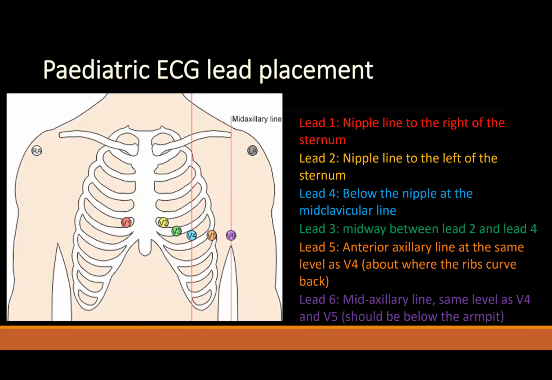For pediatric ECG lead placement, lead 1 we put at the nipple line to the right of the sternum, lead 2 at the nipple line to the left of the sternum, and then lead 4 below the nipple at the mid-clavicular line, lead 3 midway between lead 2 and lead 4, lead 5 at the anterior axillary line at the same level as before, about where the ribs curve back, and lead 6 at the mid-axillary line at the same level as V4 and V5, as we can see in the frame. Next.